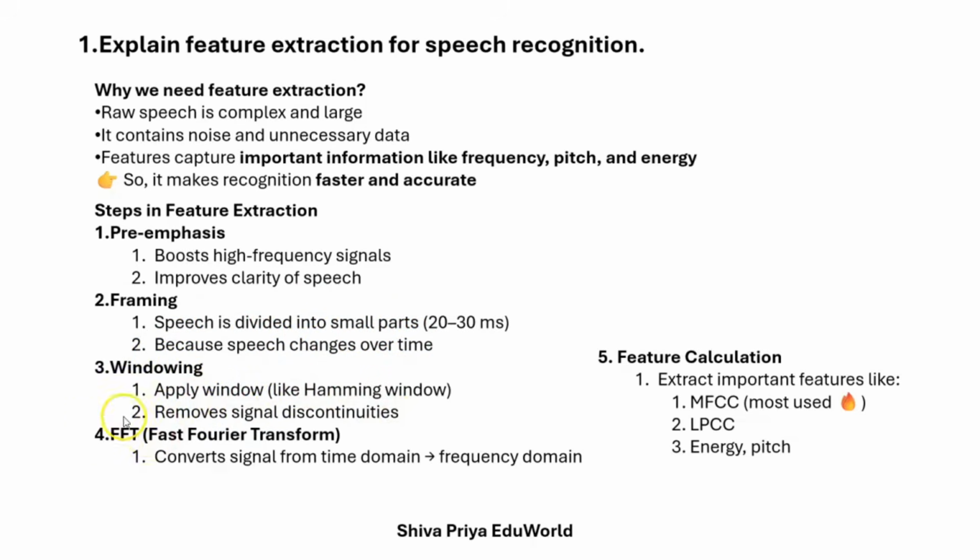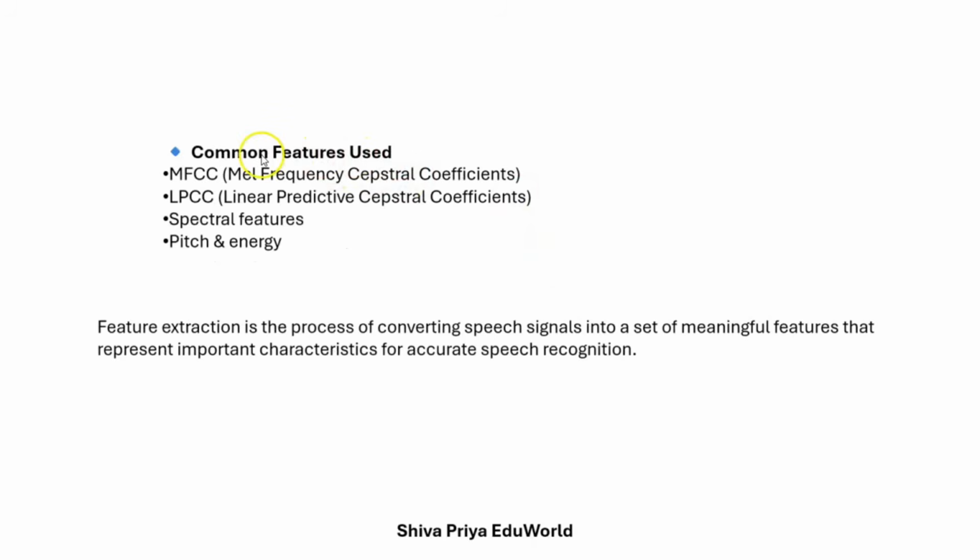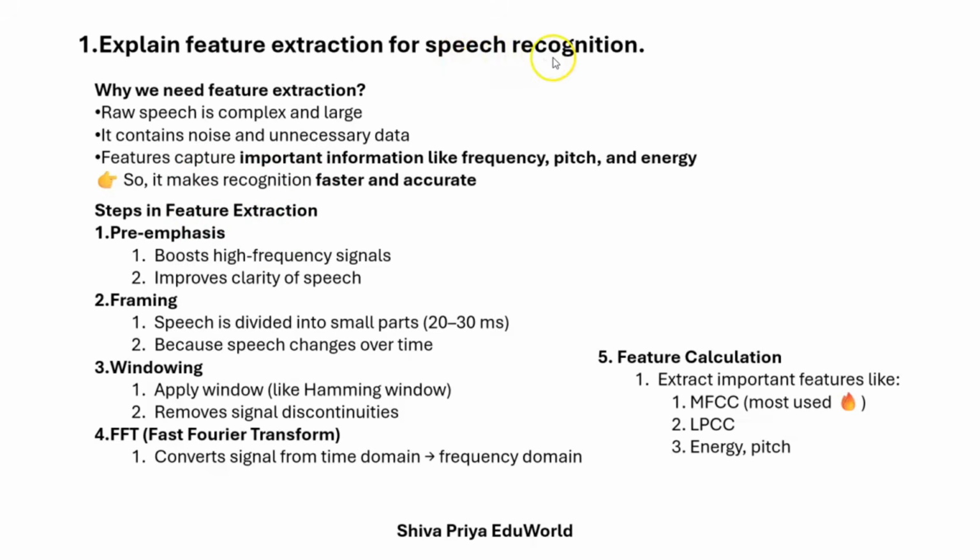The next one is FFT, which means fast Fourier transform. It converts the signal from time domain to frequency domain. That is FFT. And the next step is feature calculation. It extracts the important features like MFCC and LPCC, energy and pitch. I'll explain in detail what MFCC and LPCC are in the next question. The common features used are MFCC and LPCC. MFCC means Mel frequency cepstral coefficients, and LPCC means linear predictive cepstral coefficients. And spectral features, pitch and energy. These are all the common features used in speech recognition.